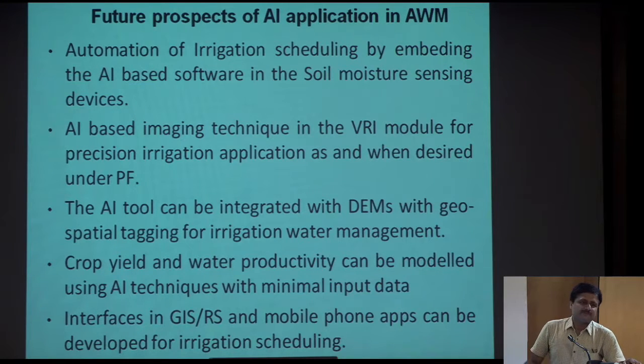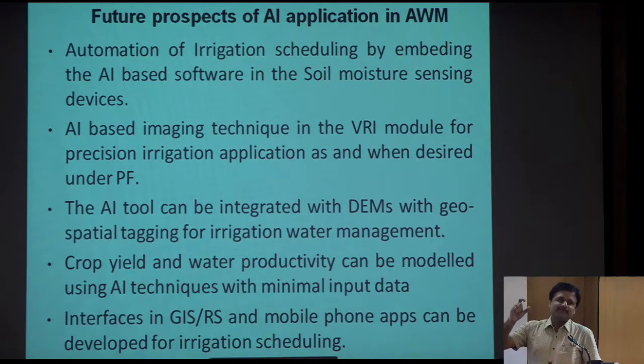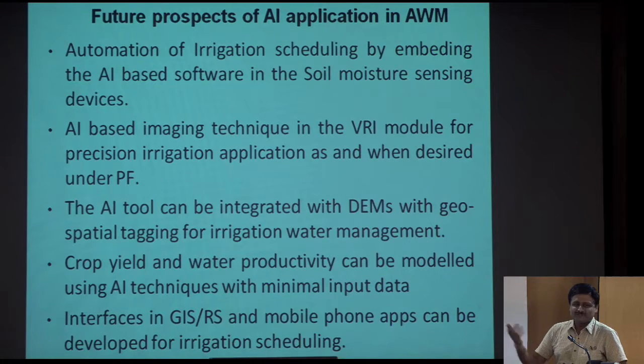What are the future prospects? Nowadays, we can automate irrigation scheduling. We have developed so many software tools, and so many researchers are working around the globe. Why can we not develop AI software and embed it in the microcontroller of a sensor, so that you can do that automatically? One of my students is also working in that field. We have developed an integrated sensor. We are developing the software. We will be embedding that in the microcontroller and see what is working.